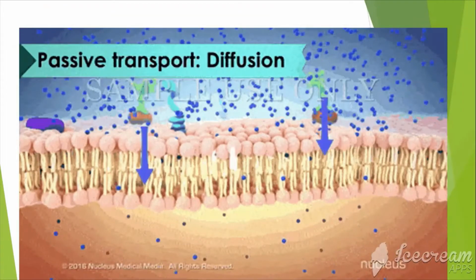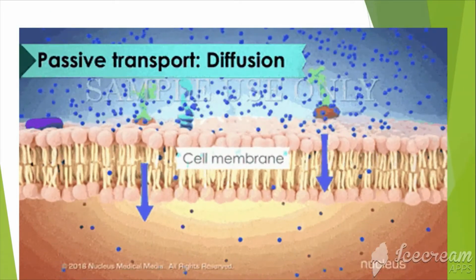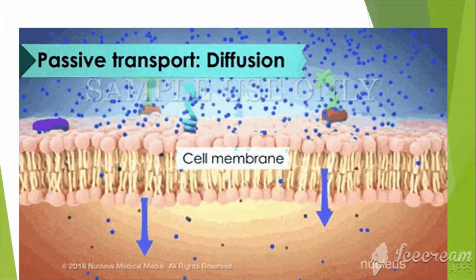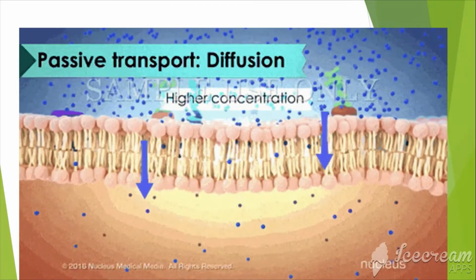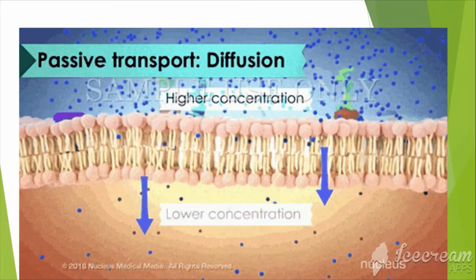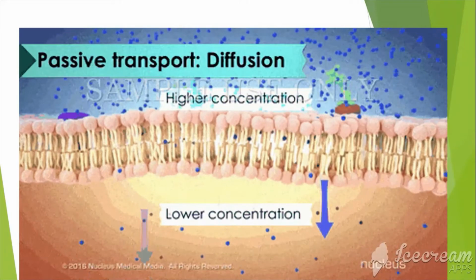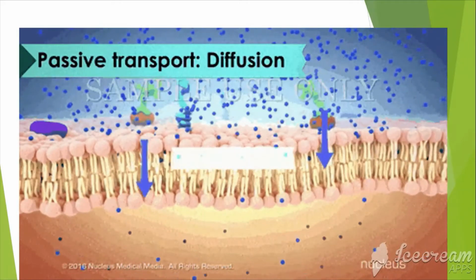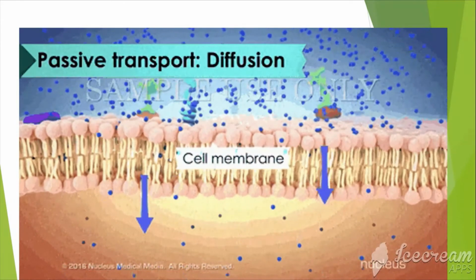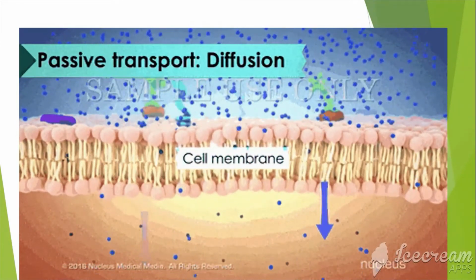Living organisms obtain many of their requirements by diffusion. For example, plants need carbon dioxide for photosynthesis. This diffuses from the air into the leaves through the stomata because the concentration of carbon dioxide in the air is higher than the carbon dioxide in the leaf as the cells are using it up.